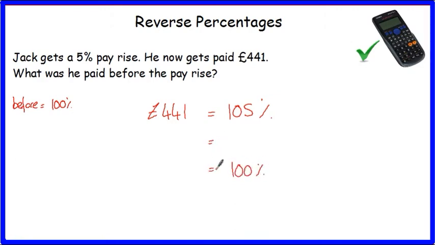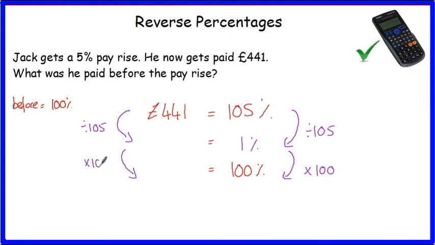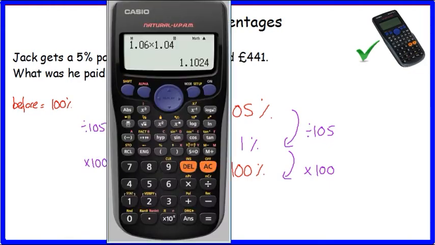Now, normally these are calculation questions. So what I'm going to do is I'm going to find out how big 1% is. And to do that, I'm going to divide by 105. And the answer I get, I'm going to multiply it by 100. So I need to do the exact same on this side. Divide by 105 and multiply by 100.